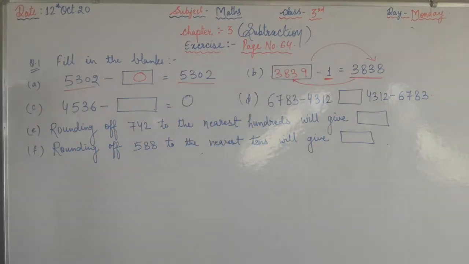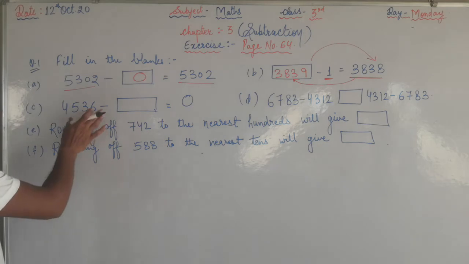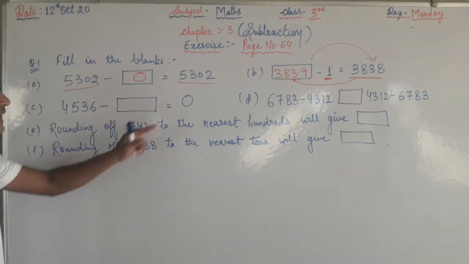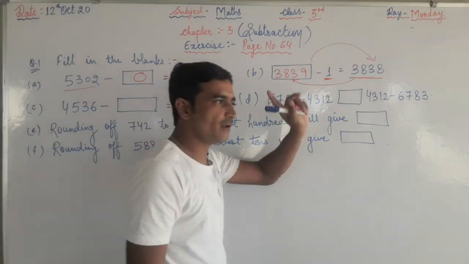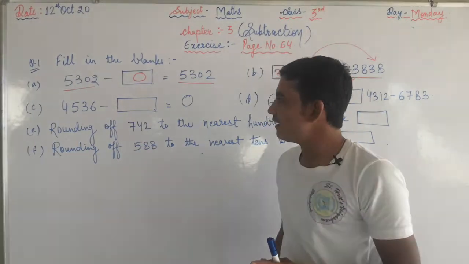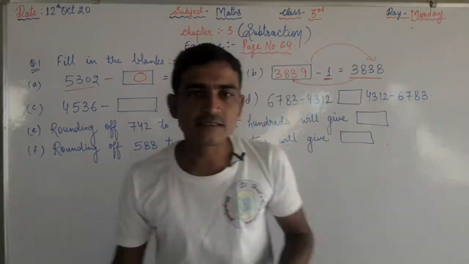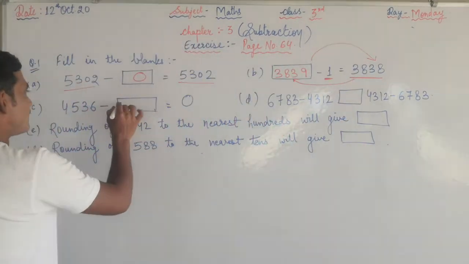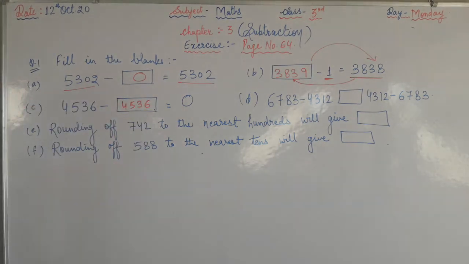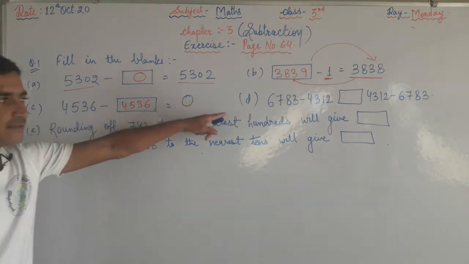See C: what we have to subtract from 4536 to get 0? Remember that property: if the same number is subtracted, then the result will always be 0. So what we have to subtract is the same number, 4536, to get 0 as a result.